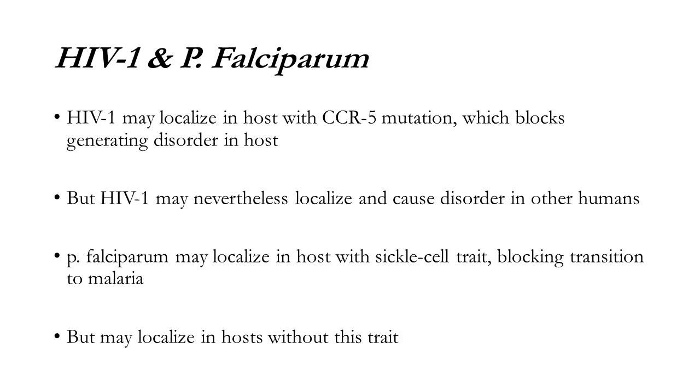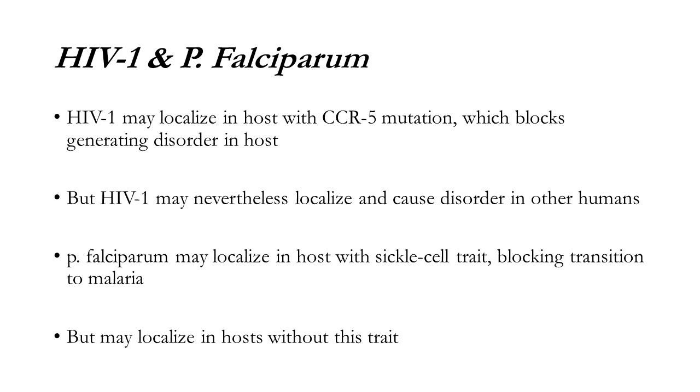So HIV-1 may localize in a host that has a CCR5 mutation. That mutation blocks the generating of disorder in the host. It does not mean, though, that HIV can't localize and cause disorder in other humans. It's just that this is sort of an outlier case, right? Some humans have a sort of native resistance to it.